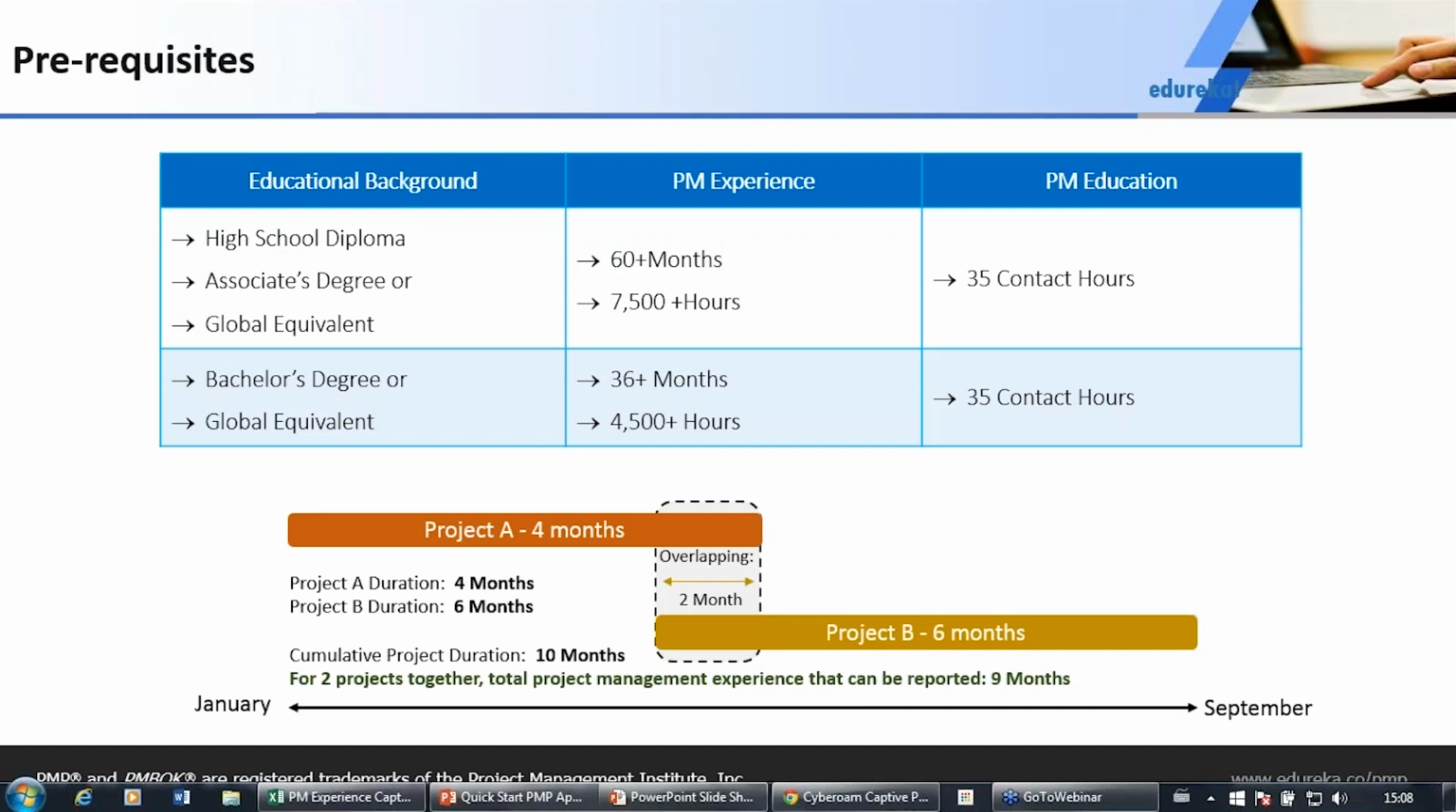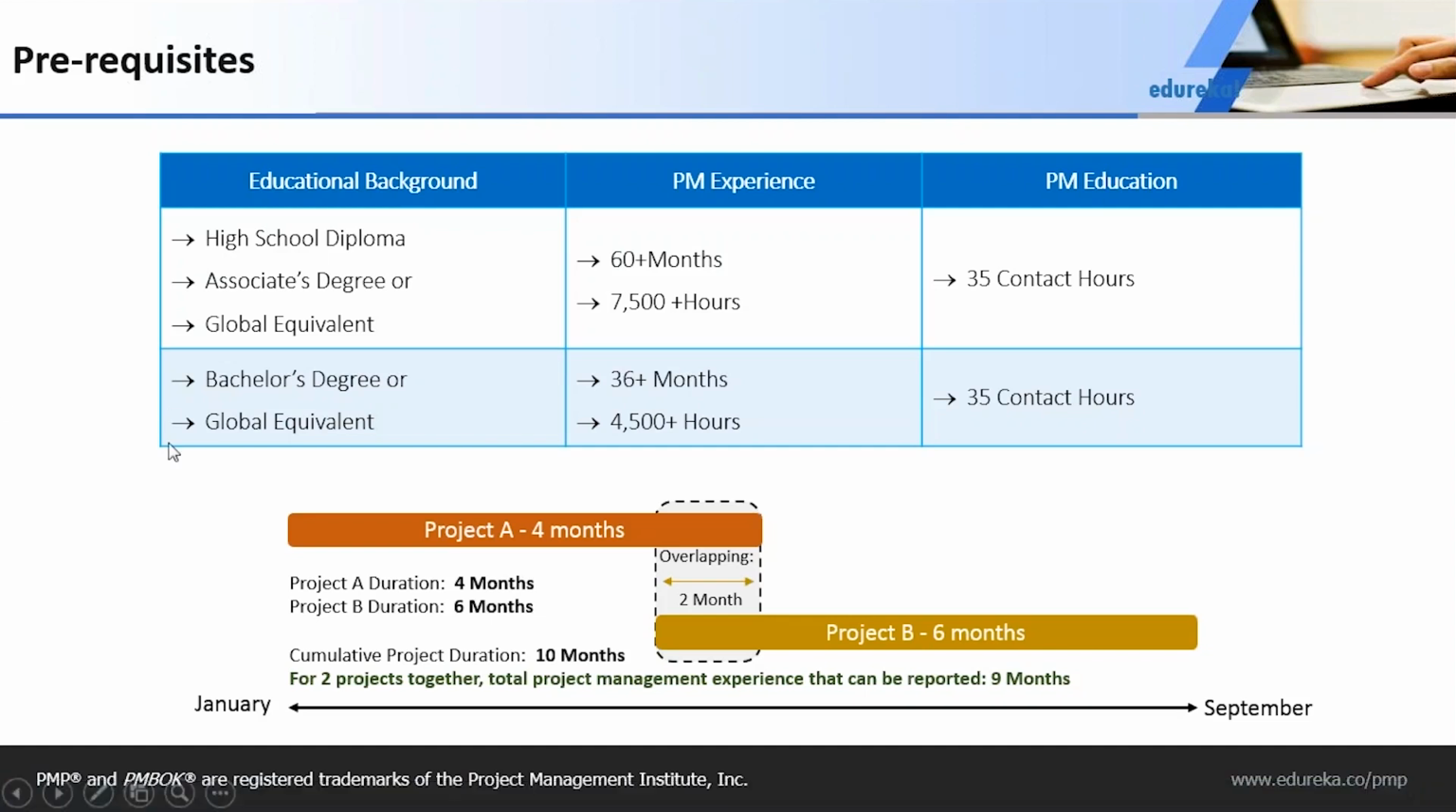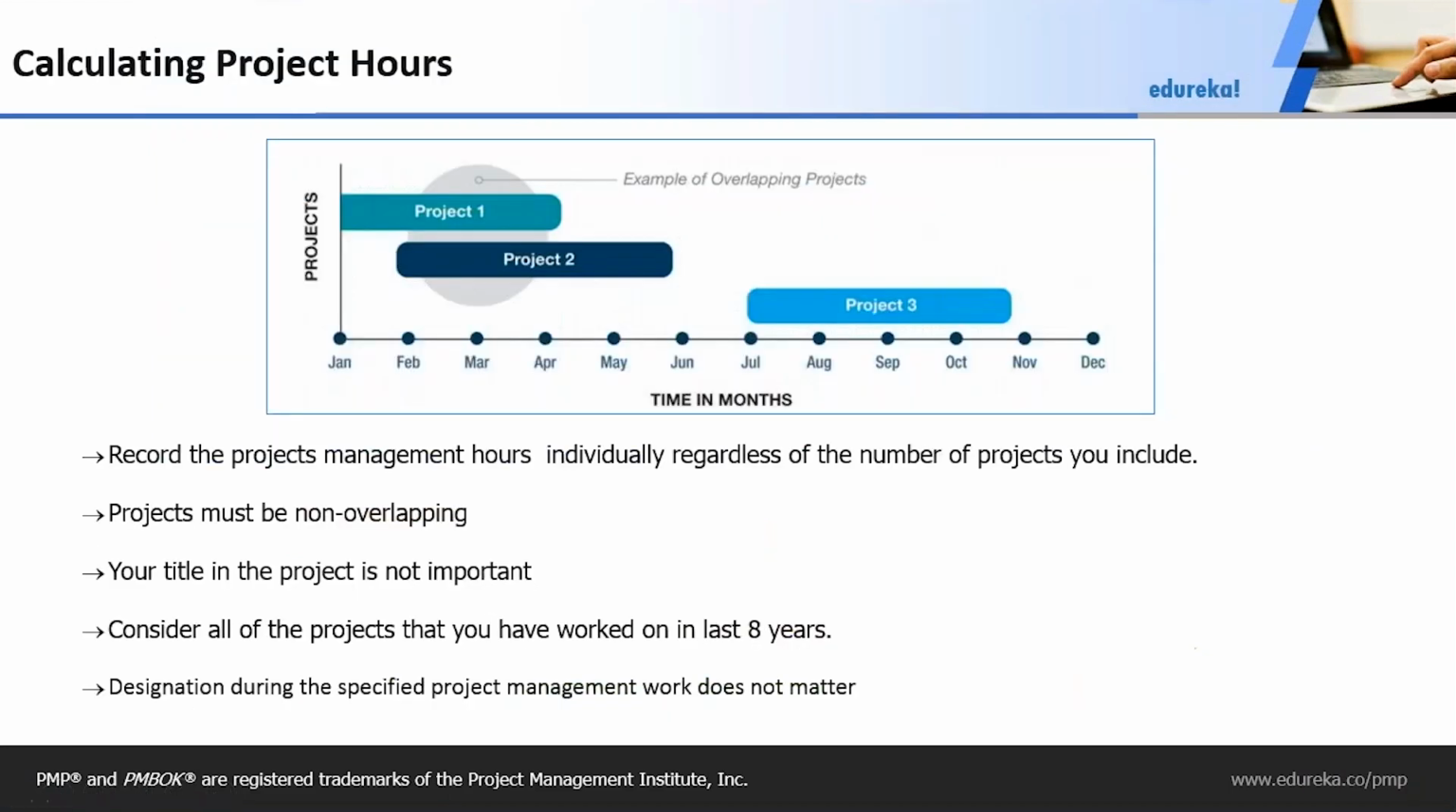Okay, so it does not mean that you can just add up these hours here. You'd add up the months, that I worked on A for 4 months and on B for 6 months, so the total project management experience will be 10 months. No, you cannot show overlapping experience in the application form. The maximum experience you can show or document here is for 9 months only. Okay, the next slide clarifies it in a better way.